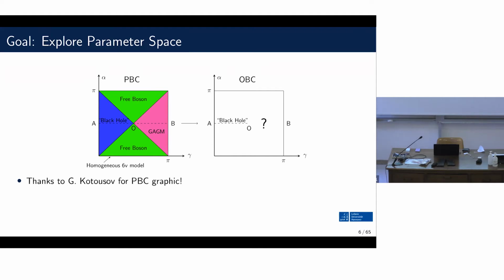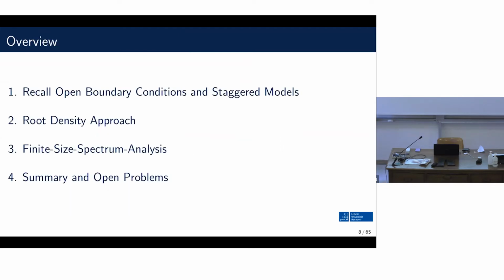In this region, since I told you I will speak about non-compact degrees of freedom, this is the black hole region, which means that the scaling dimension has a continuous component, and this is non-compact. So this is the periodic case, and then the question is what happens when you go to open boundary conditions. There relatively little is known. Just this small line was actually known, and the topic is to explore this parameter space for the open model.